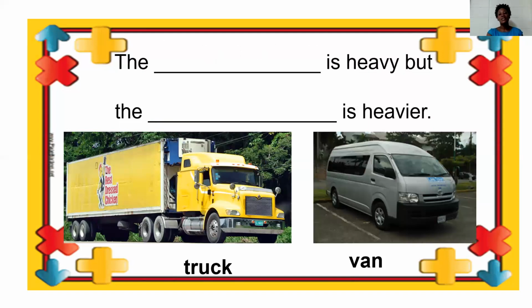Now let us complete this activity by looking at the picture and completing the sentence. We have a truck and a van. One is heavy, but the other is heavier. Use their names to complete the sentences. Did you say the van is heavy, but the truck is heavier? Well done. You are correct.